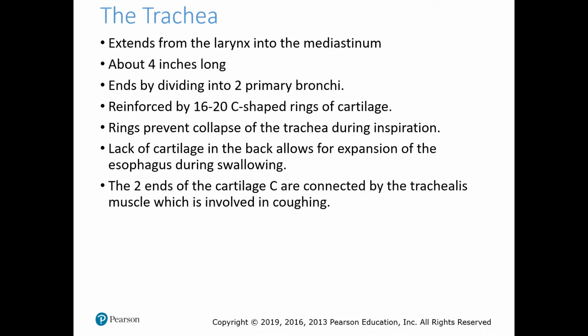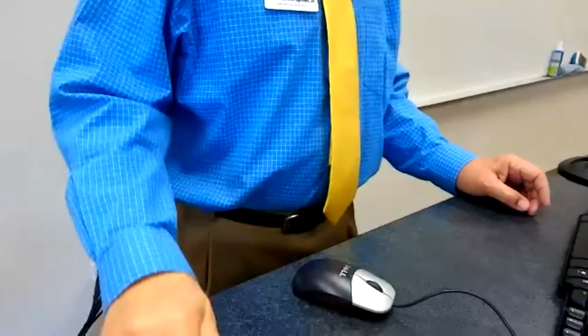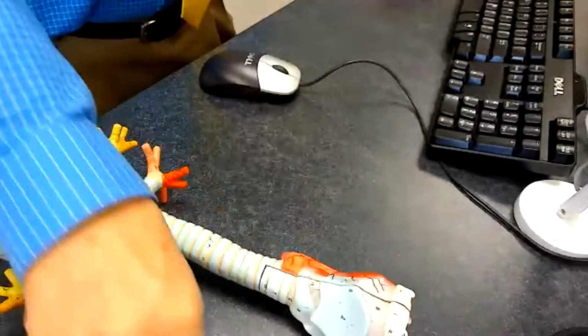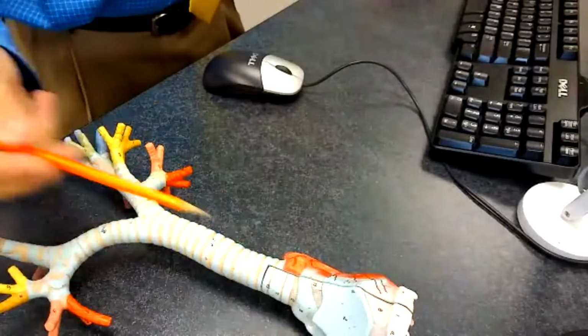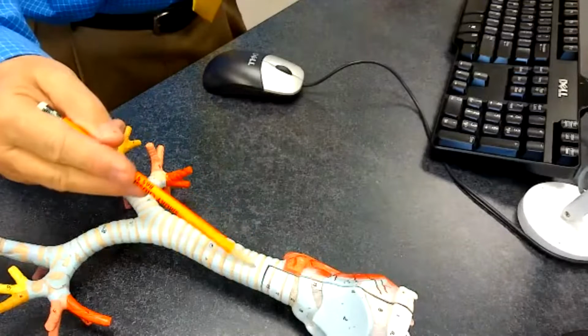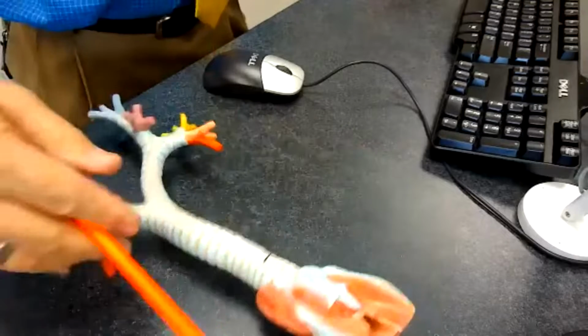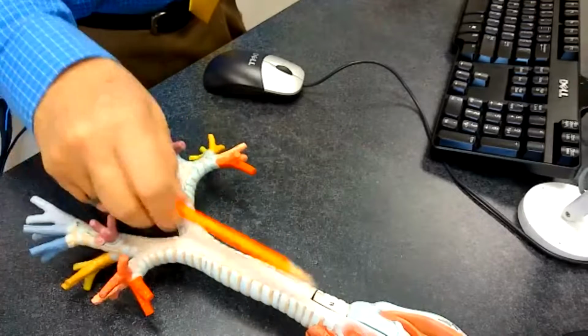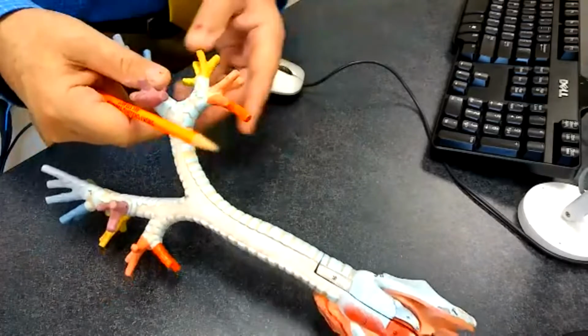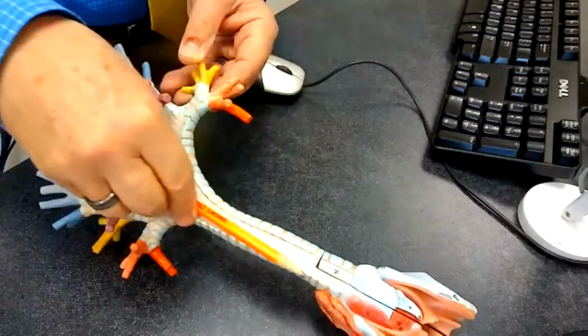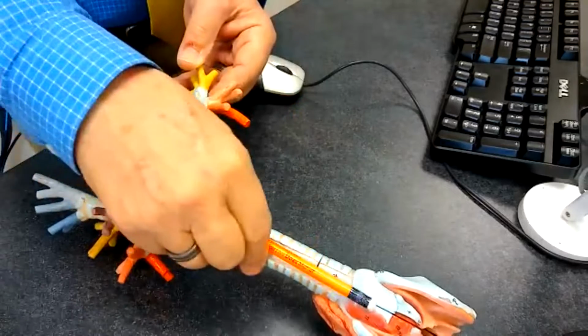Now the trachea is about 4 inches long. This is the trachea from here to here. It's surrounded by rings of cartilage that are shaped like a letter D. They're round in the front and they are flat on the back side. This flat surface on the back side is designed so the esophagus can run along in here, where I've got the pencil. So our esophagus runs down here.